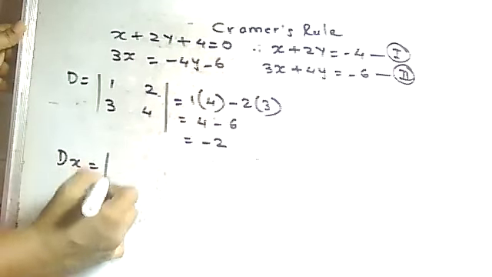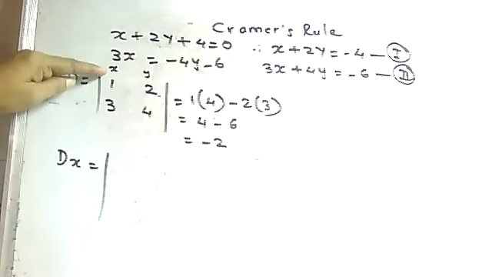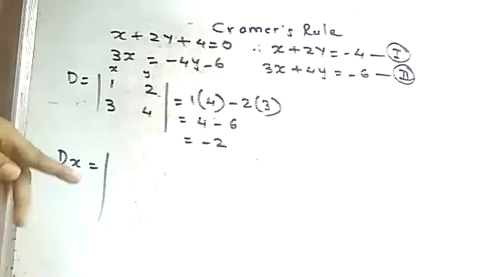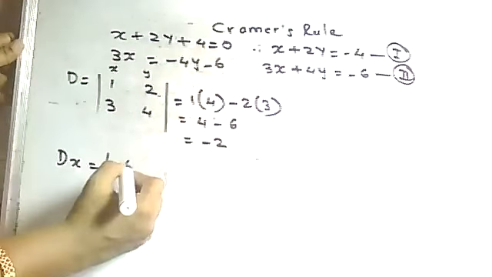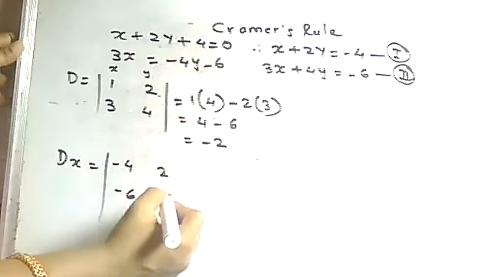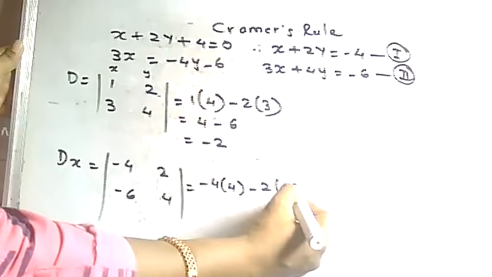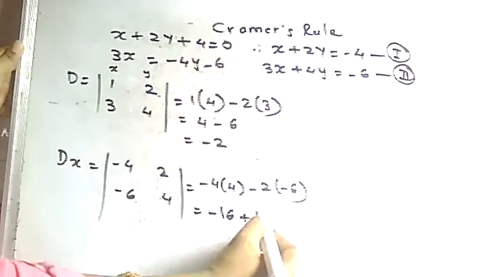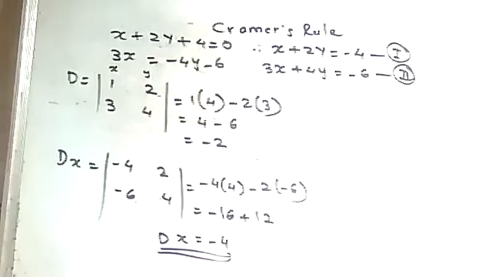Now the next term is dx. Now this is x and this is y. I'm just writing for your reference: these are x, y, x, y. In dx, what we are going to do is replace the x coefficients with the constants. So minus 4, minus 6, and the 2, 4 as it is. So minus 4 into 4 minus 2 into minus 6: minus 16, minus minus becomes plus 12. So this becomes minus 4. So the value of dx we got is minus 4.